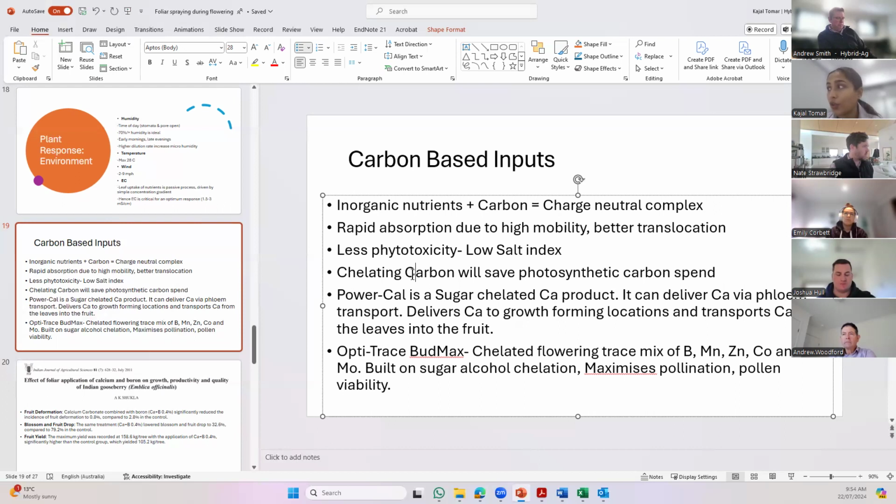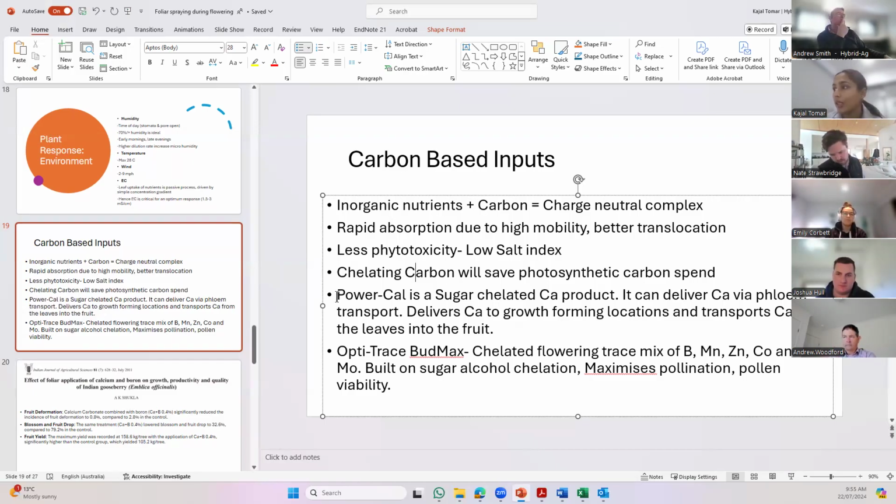Chelated carbon will also save energy for the plant, because it is bringing in that organic carbon, and it will save the photosynthetic carbon expenditure of the plant as well. So from that expenditure point of view, it is great. Whenever we're looking into supplying nutrients by foliar means, it's very important to consider the nutrients or the products that come with that chelation.